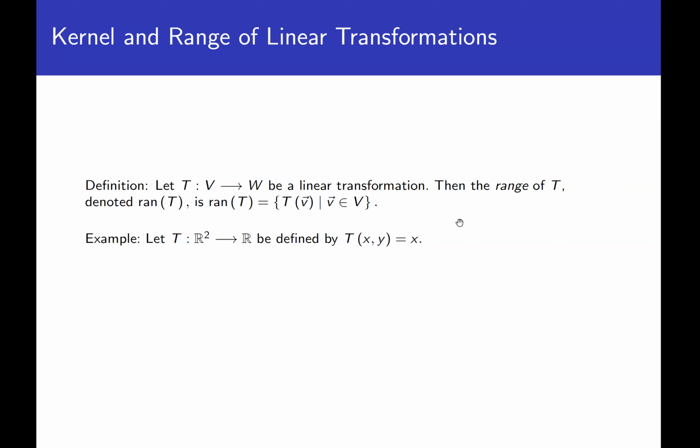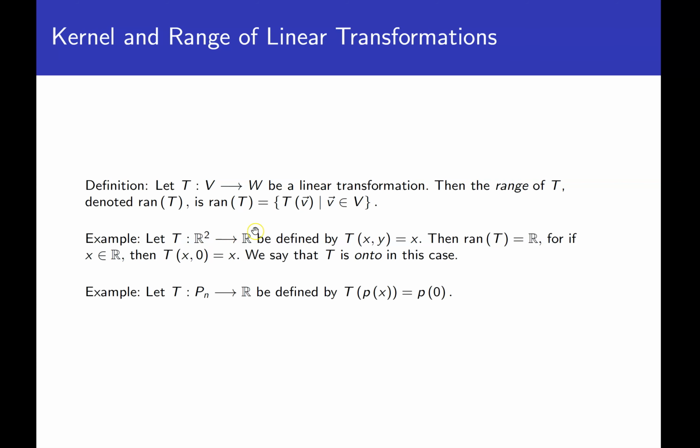So let's look at a couple of examples again. This was the first example we looked at in kernel, the projection onto the x-axis. Well, then the range is all of R, okay? Because if I want to get an x out, I could just plug in (x, 0). There's lots of things I could plug in, but in particular, I just need to find one thing to plug in to give me the output that says that it's in the range.